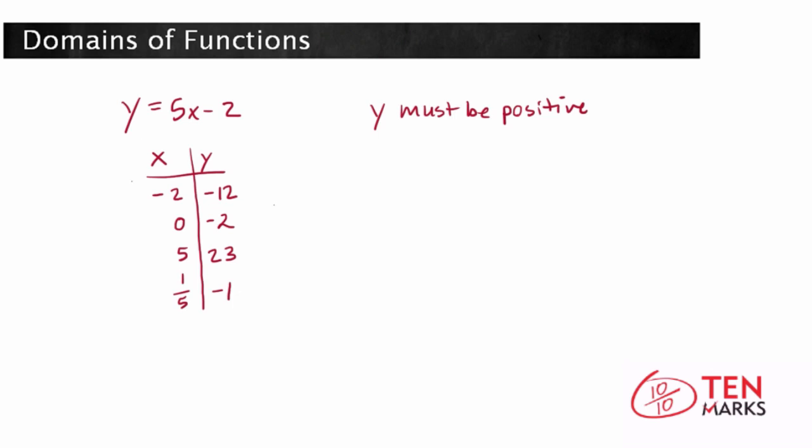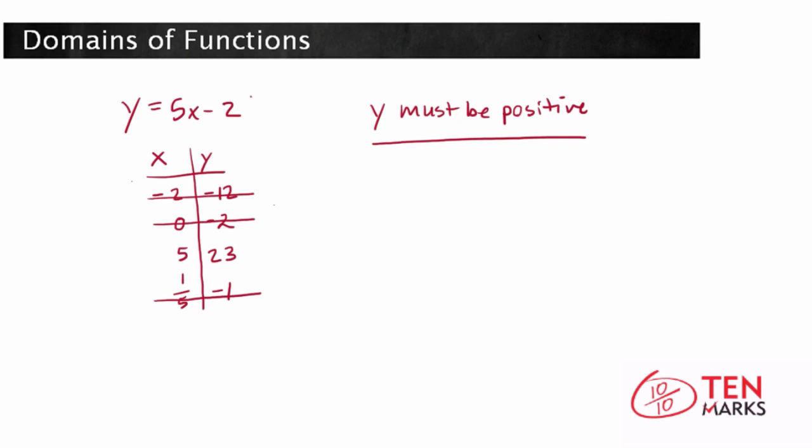At this point, you might think that the domain for this function is all real numbers, since we're getting a real number for every x value we're putting in. However, there is a restriction. The problem said that y must be positive. And if y must be positive, we can see here we've already chosen values where y is not positive. -2 doesn't work, 0 doesn't work, 1/5 doesn't work. So then we have to think about which input values are we going to choose that keep y positive.